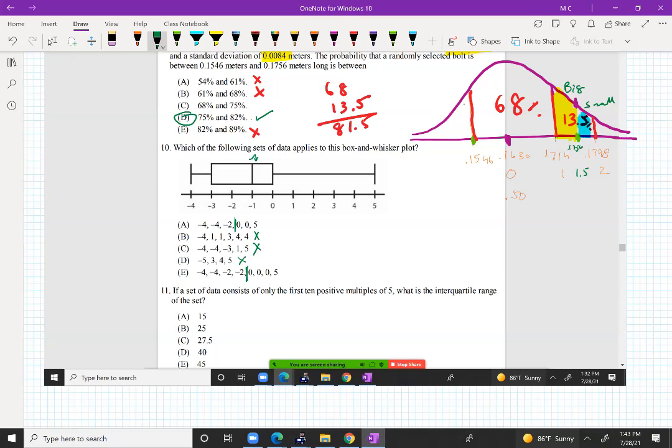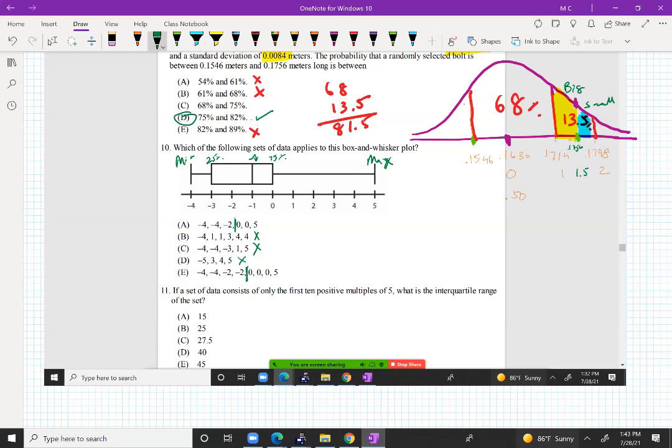Now let's look at the right side. 75th percentile is this, and 25th percentile is this. That's how it's done. This is the max, and this is the mean. So max and mean are the same for both A and E. Those didn't help us. The max and mean were the same, so we still cannot figure out what should be the right one.